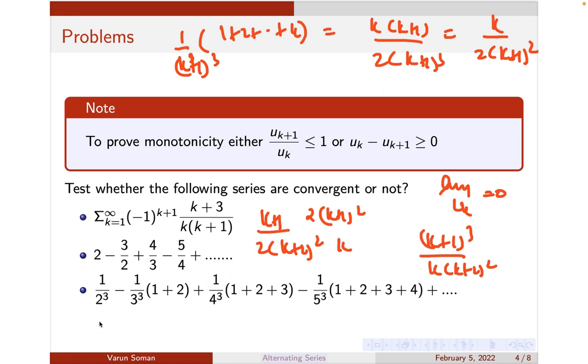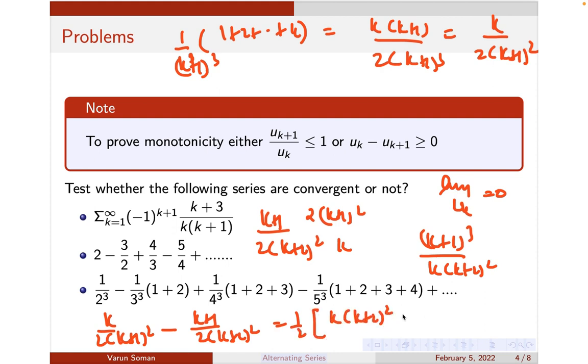If you approach using that method, your uk is actually k by 2 into (k plus 1) square minus k plus 1 by 2 into (k plus 2) square. So you can take 1 by 2 outside, and if you look at the LCM, it is k into (k plus 2) the whole square minus (k plus 1) the whole cube. So what will you get? Divided by your (k plus 1) square into (k plus 2) square.